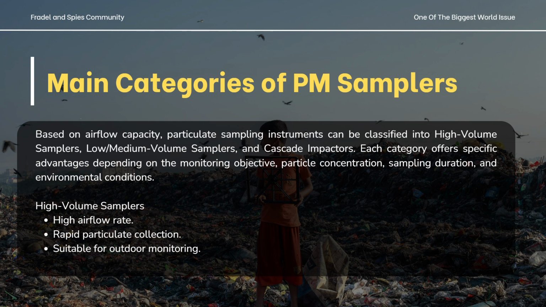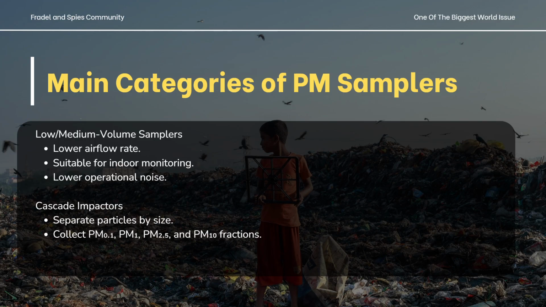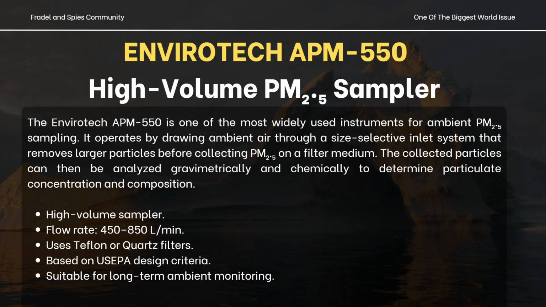The high volume sampler has a high airflow rate, rapid particulate collection, and is suitable for outdoor monitoring. The low to medium volume sampler has a lower airflow rate, is suitable for indoor monitoring, and has lower operational noise. The cascade impactor separates particles by size and collects the PM 0.1, PM 1, PM 2.5, and PM 10 fractions.